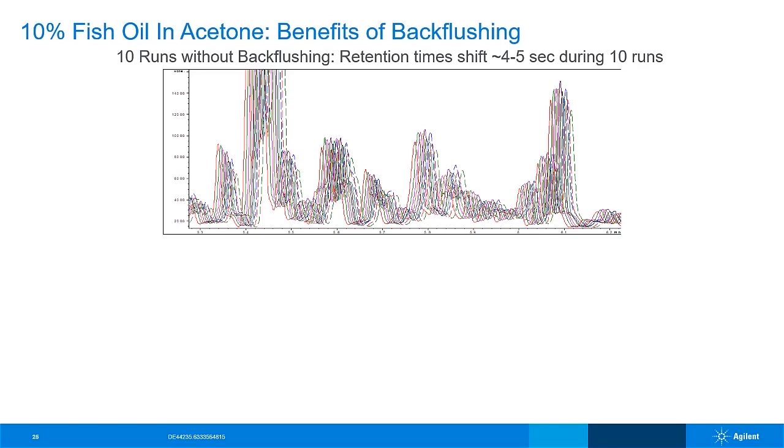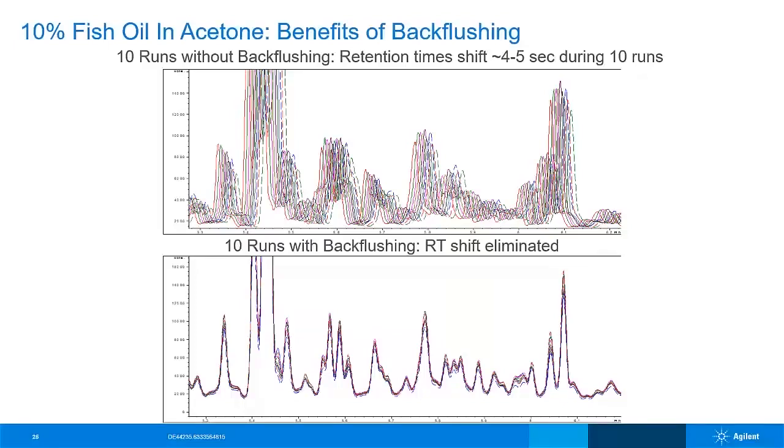Next, we ran a similar sequence of 10 runs, but this time we ran backflush at the end of each injection of the 10 replicate injections, and we observed no retention time shift. Using backflush cures the retention time shift problem and helps keep analytes inside of their retention time windows. And that's especially important if you're looking at MRM transitions for GC tandem quad mass spec.